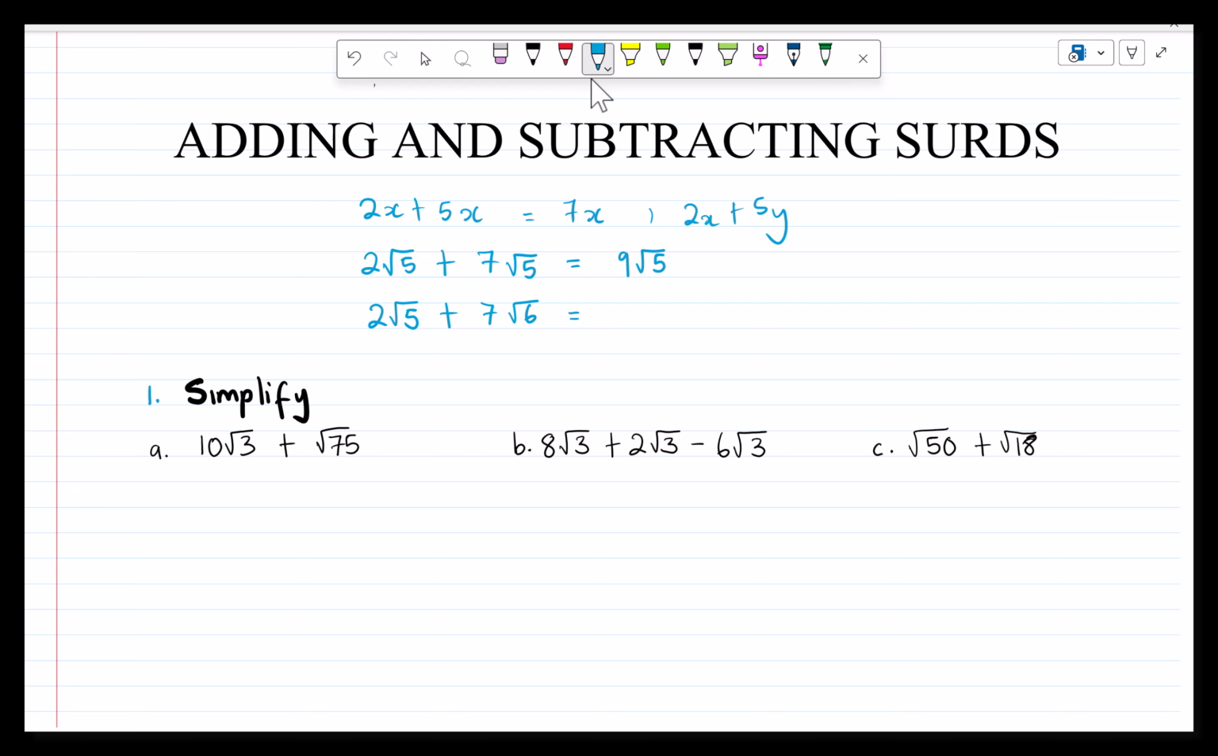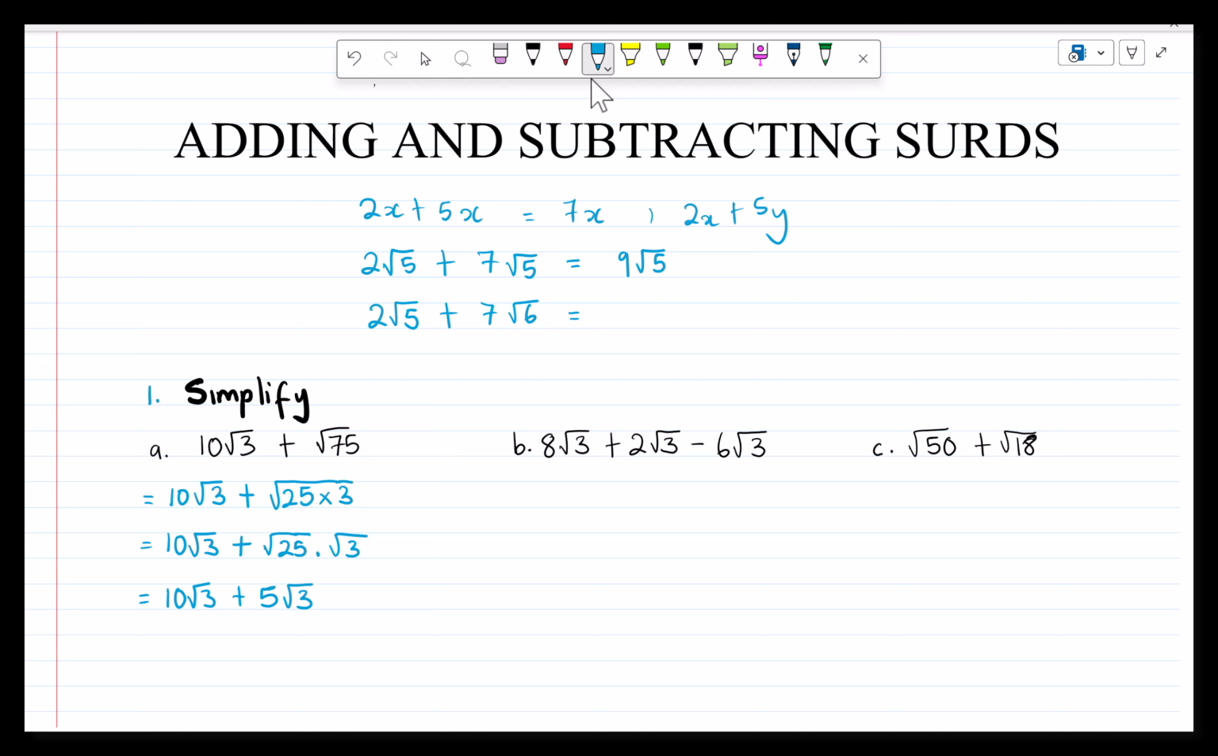We are going to simplify these three. Part A says 10 root 3 plus root 75. We have 10 root 3, and we are going to change this root 75, and by changing it we want to remain at least with root 3. So what we're going to do is multiply 25 by 3, and this will be equal to 10 root 3 plus root 25 times 3, which can be rewritten as root 25 times root 3. We can then have 10 root 3 plus the square root of 25, which is 5, and we remain with 5 root 3.